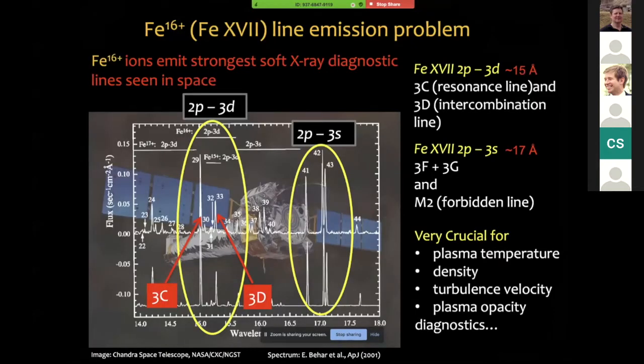As we all know, the iron 16 plus ion emits the strongest soft X-ray lines seen in space, and these are the strongest line complexes: the 2p3d complex and the 2p3s complex. The 2p3d complex contains line 3C, a resonance line, and 3D, an intercombination line, and the 2p3s contains this highly crucial forbidden line. The line ratio of the resonance to forbidden line, or resonance to intercombination line, 3C and 3D, is highly crucial to determine plasma temperature, densities, turbulence velocity, resonance scattering, and different plasma diagnostic parameters.